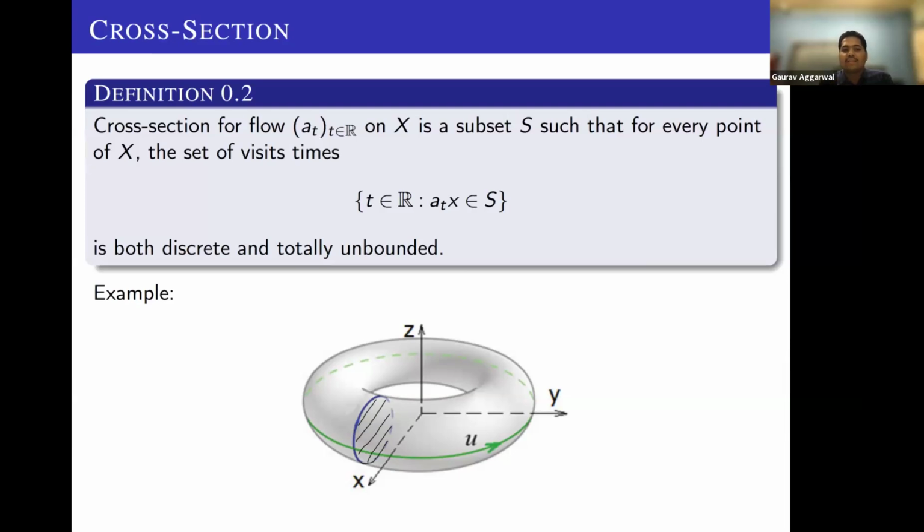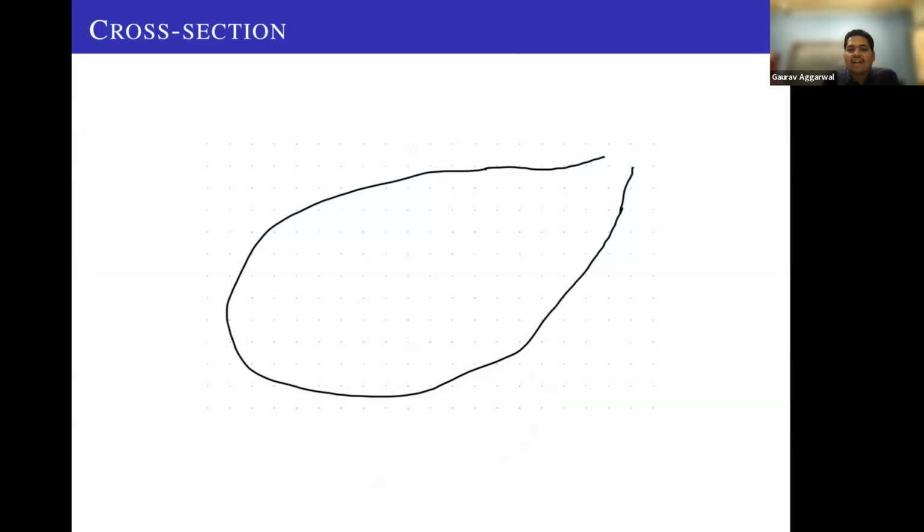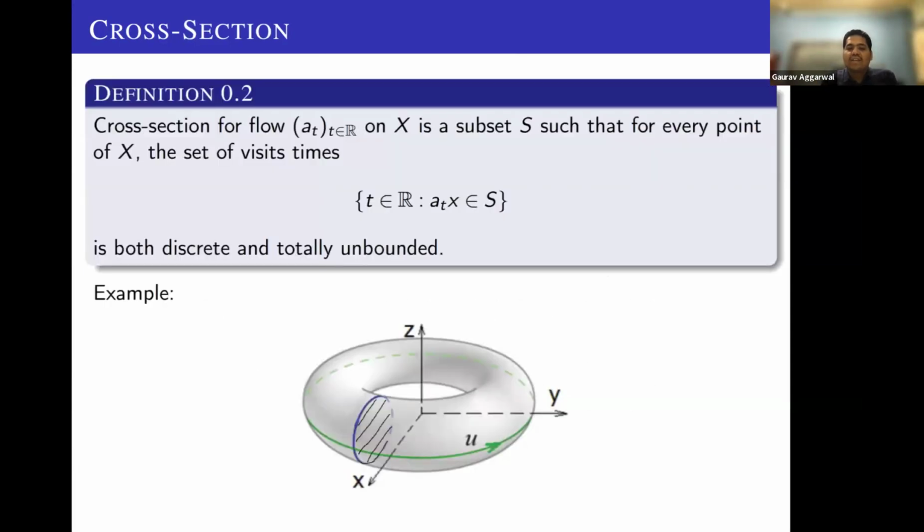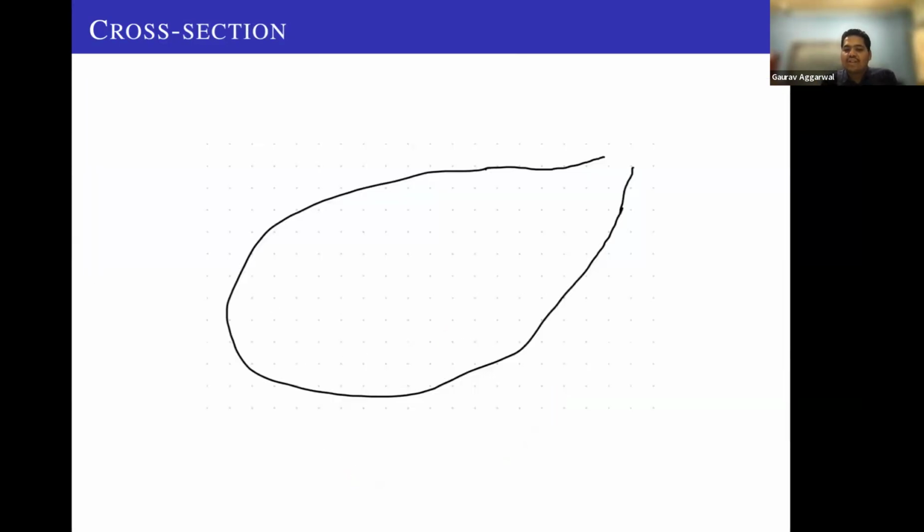Mathematically, it will exactly mean that the times t so that the point actually at x belongs to the cross section is both discrete and totally unbounded. With any cross section, we associate two natural functions with it. That also will explain the reason for why a cross section is actually interesting to people. Like, why do we study the cross section?